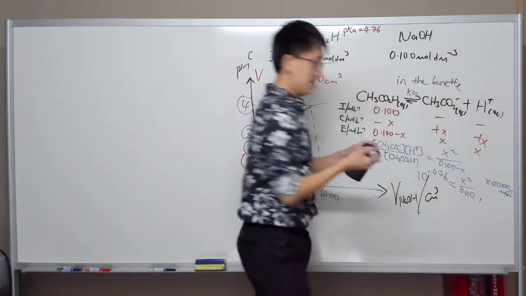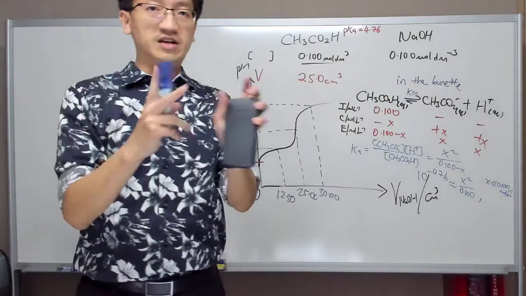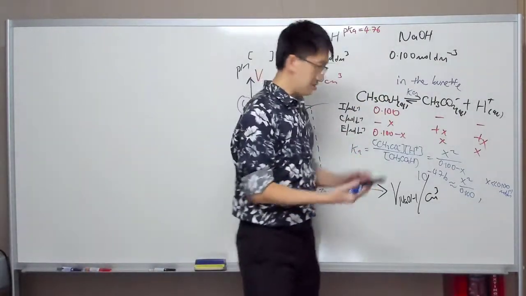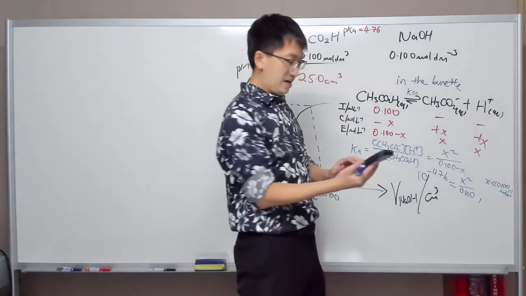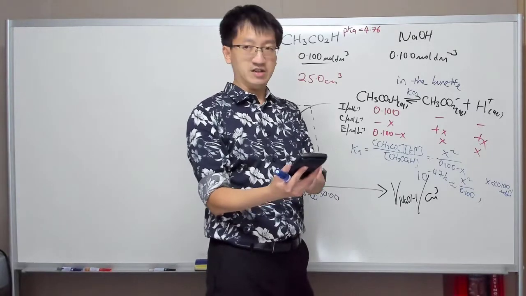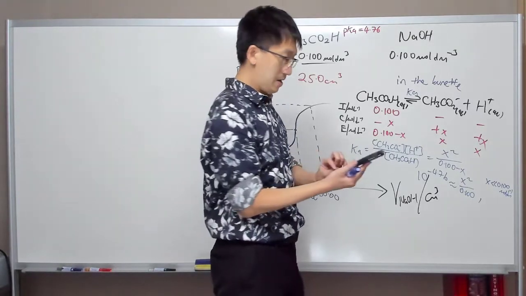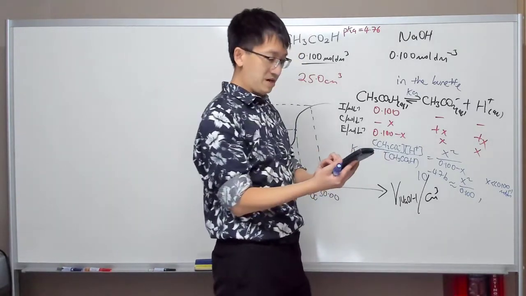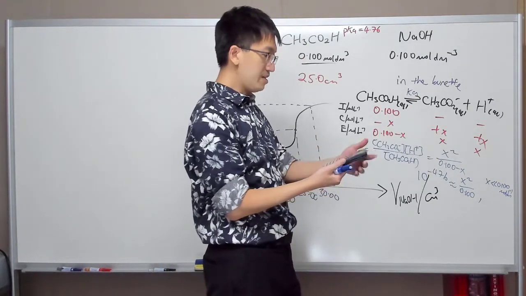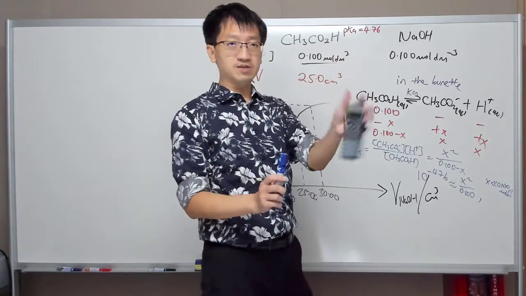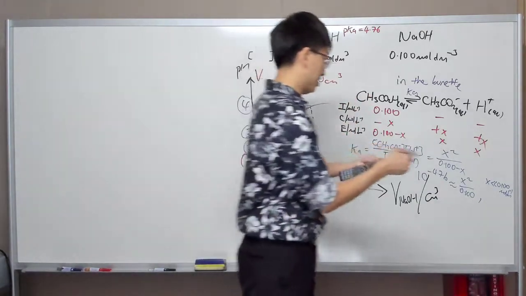Yeah, you need to take note of this particular assumption when you are performing the calculation. Okay, so in that case, we'll try to solve for x. So 10 to the power of 4.76, and then we multiply by 0.1. Then we take the square root. Okay, so we get a certain number for x. That's the concentration of H plus.